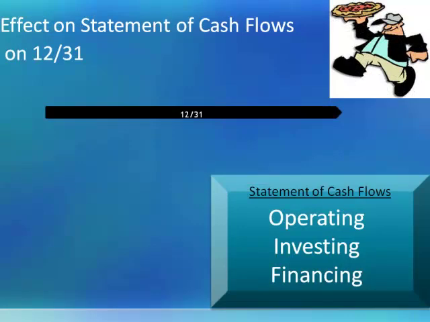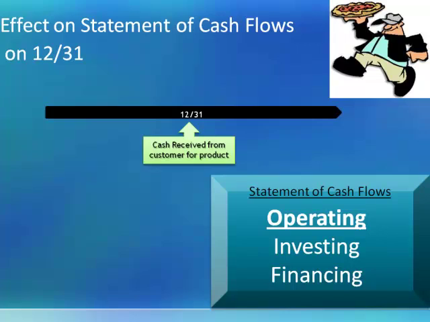So, what is the effect on the statement of cash flows? We received cash on 12/31 from a customer for a product. Cash received for the delivery of a good or service is included in the operating section of the statement of cash flows.